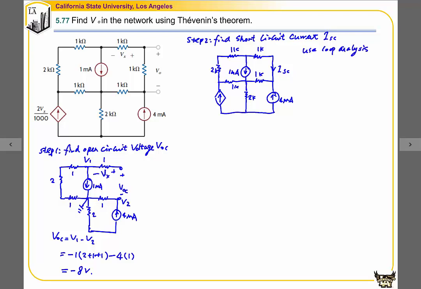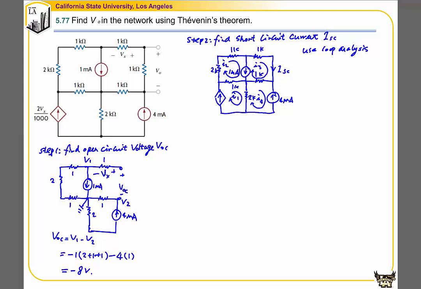We have one current source, which is a 1 milliamp current source. It's shared by the two meshes. We can either use the general loop method or the super mesh method. So we're going to use the super mesh method. In that way, we're going to define the mesh currents like this. This is my I1, this is my I2, and this will be my I3, and this will be my I4.